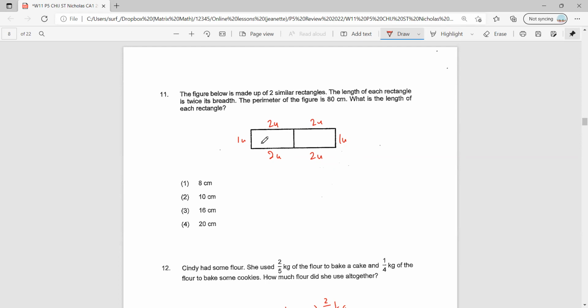Okay, then we count the units here. 2, 4, 6, 8, 10. 10 units is 80 cm. So 1 unit you divide by 10, get 8 cm. What is the length of each rectangle? Each rectangle is this one. So 2 units. 2 times 8, 16.